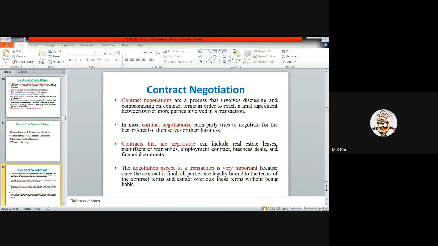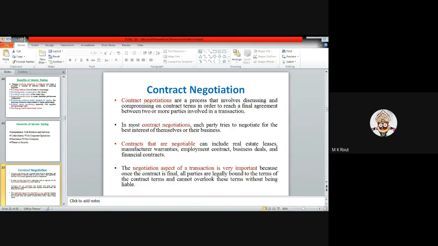The next important part is that in contract negotiation, each party tries to negotiate for the best interest of themselves and their business. The next one is that negotiable contracts can include real estate leases, manufacturing warranties, employment contracts, business deals, and financial contracts. These are typical examples as far as contract negotiation is concerned.